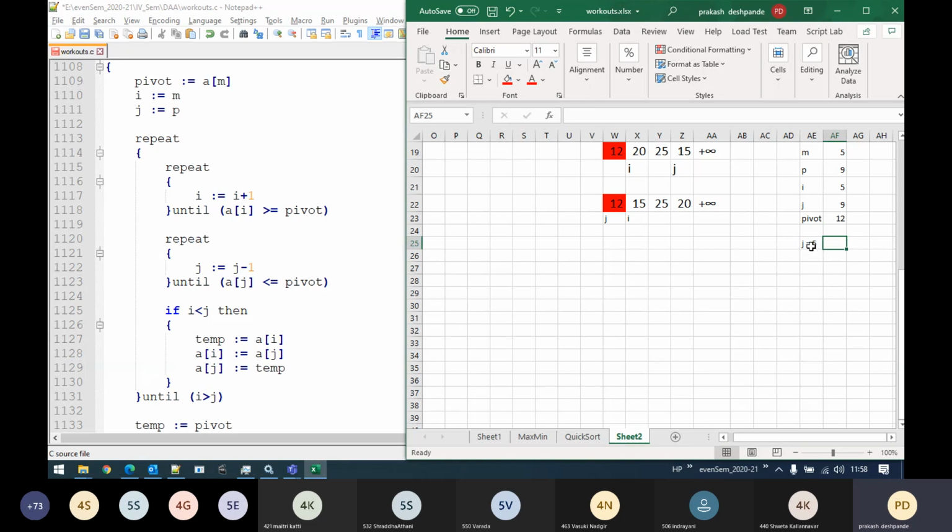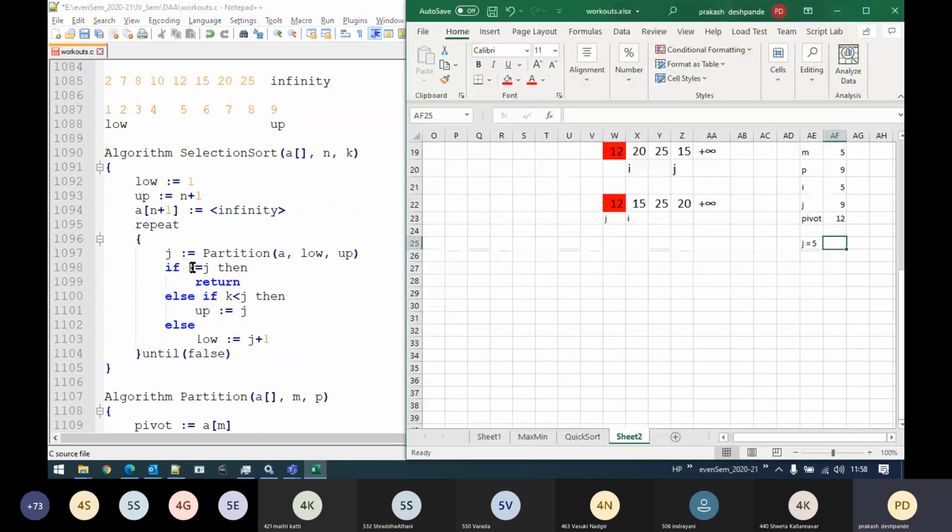That means what? It will come back here. Is this j equal to 6? No, the condition is false. Then it will look into the else block, right? Is 6 less than 5?